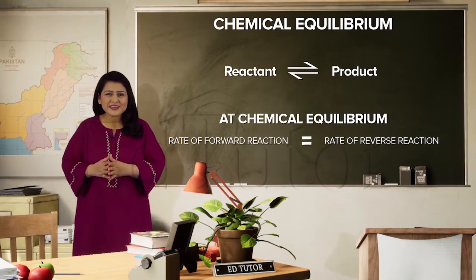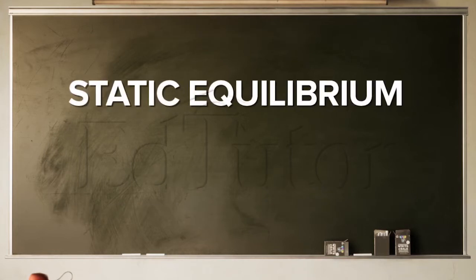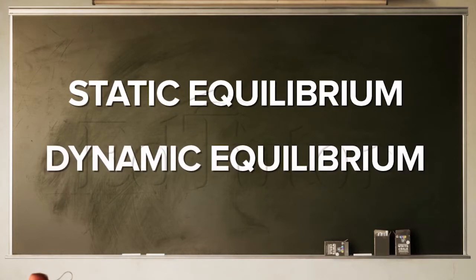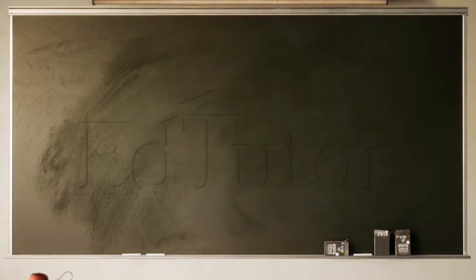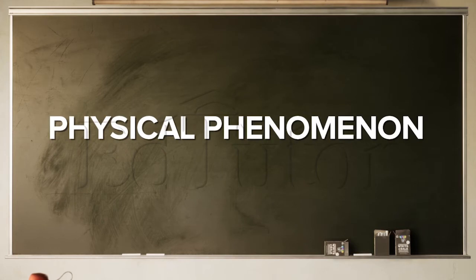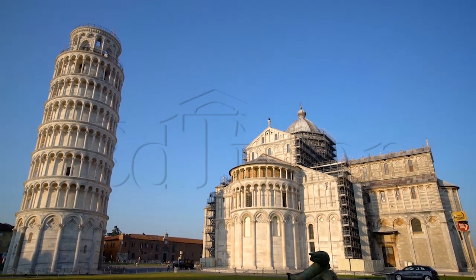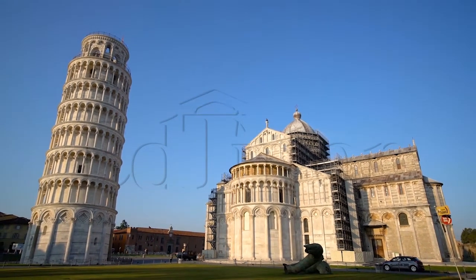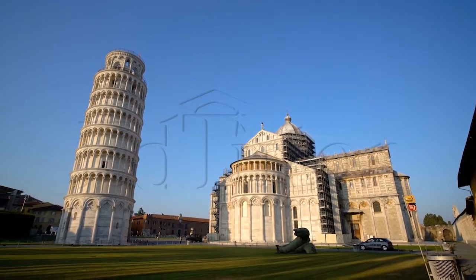Pretty simple, isn't it? In the equilibrium state, there are two possibilities: static equilibrium or dynamic equilibrium. Let's discuss each of them separately. Static equilibrium is a situation where the reaction ceases to proceed. This is usually found in physical phenomenon. An example would be a building's ability to stay upright. This is only because all of the forces acting on the building are balanced.